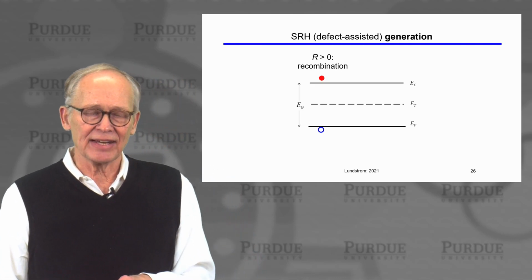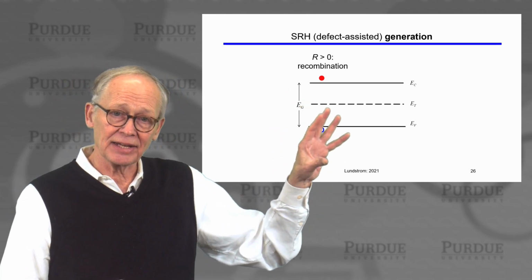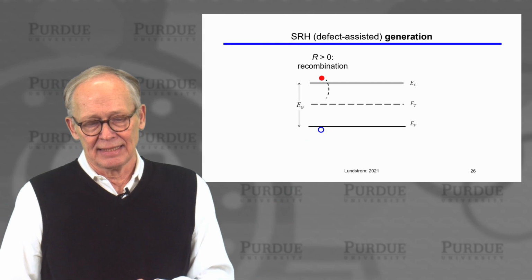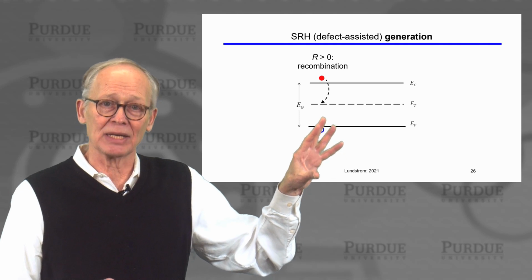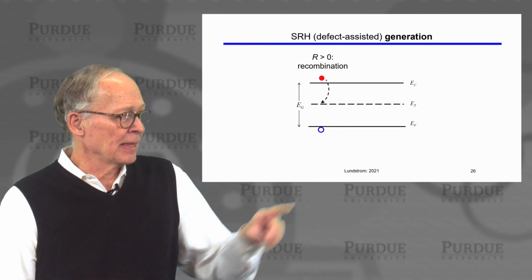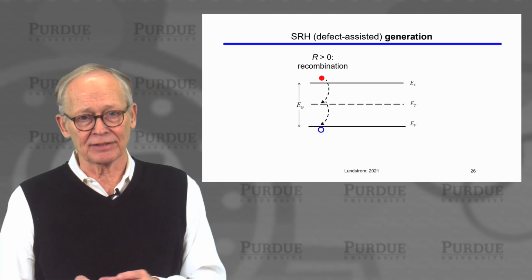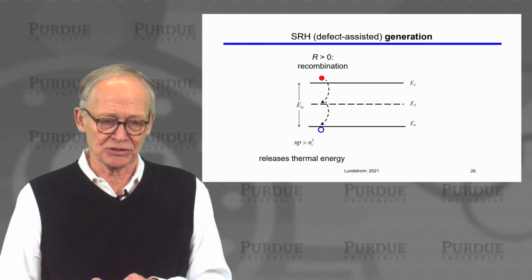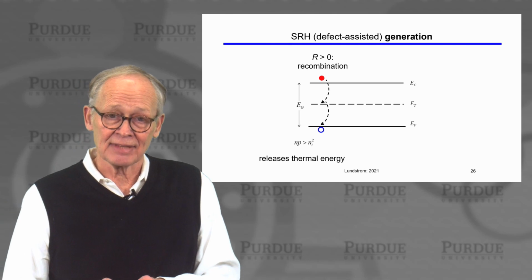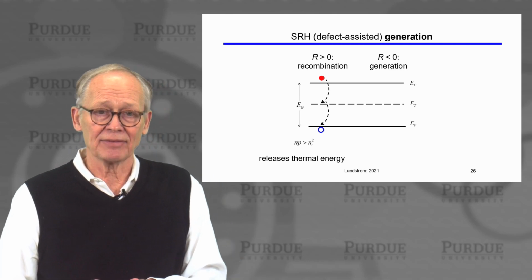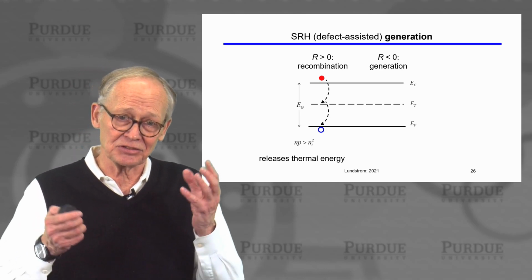If we look at the defect-assisted or thermal generation processes, we consider a semiconductor that has some defects in the forbidden gap. Now, remember what happens under recombination. If we have excess carriers, then an excess electron can be captured by one of these defects and then can hop down and annihilate the hole in the valence band, and that's a recombination process. And that will release thermal energy and heat up the silicon lattice. The opposite can happen. We can have a generation process where the recombination rate is negative. We have negative recombination, that's generation.